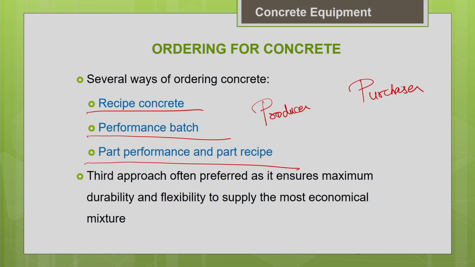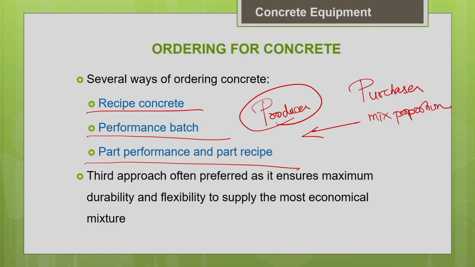Okay. So, in the recipe concrete, the purchaser will give you the complete mix proportions. Okay. He will give the complete mix proportions to the producer. Okay. He will tell this much quantity of cement, this much quantity of aggregate, and this much quantity of water. The entire mix proportion is given. The only responsibility of the producer is to do the proper batching of this material in his batching plant and prepare the concrete under strict quality control and deliver it at the job site. So, that is the only responsibility of the producer.